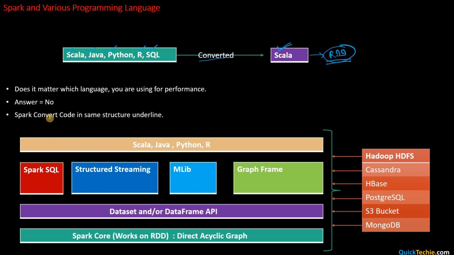As you can see in the block diagram, if you write a program using Spark SQL, structured streaming, machine learning, or GraphFrames, which are different engines, it goes to the Dataset or DataFrame API and generates the directed acyclic graph. That graph is created, and it is a graph of RDDs which would be executed here. You can read data from HDFS, Cassandra, HBase, Postgres, SQL, S3, MongoDB. From any place you can read the data, and it goes through this path.